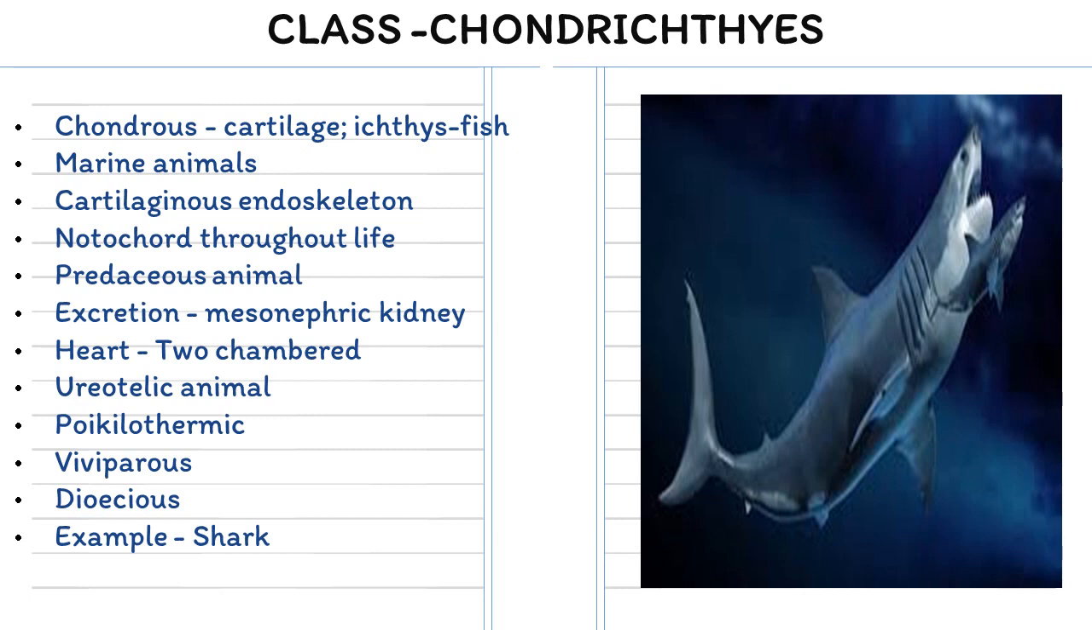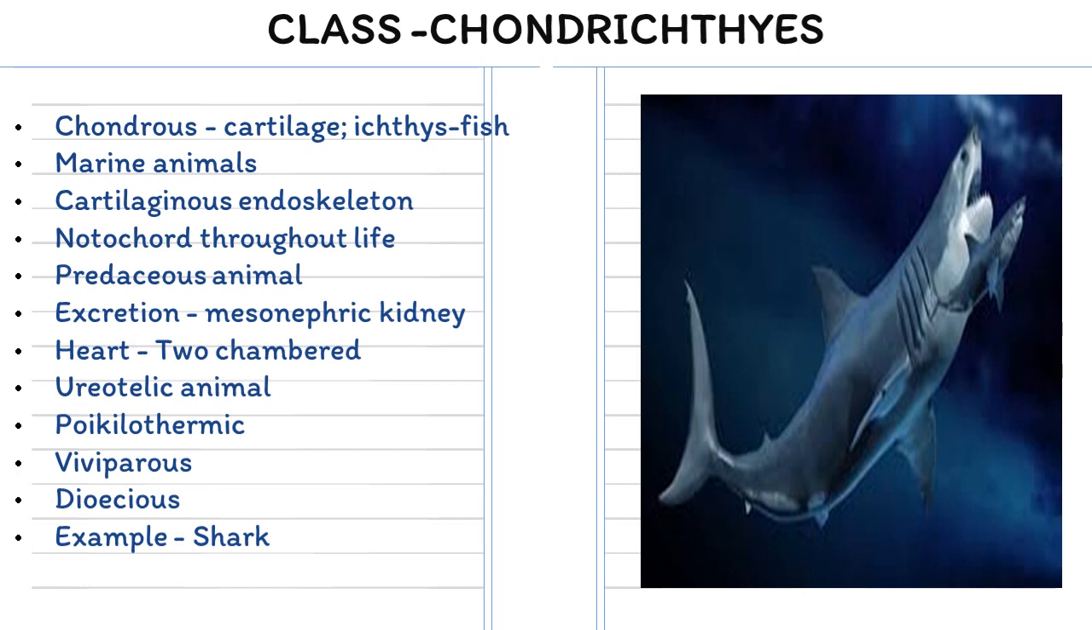Then the next class is Chondrichthyes. Chondros means cartilage. Ichthys means fish. So these are exact fishes, but the bone is in the form of cartilage tissue, right? It is a marine animal. It lives in marine water. Endoskeleton means the bone which is present inside. It is in the form of cartilaginous tissue. So a cartilaginous endoskeleton is present.